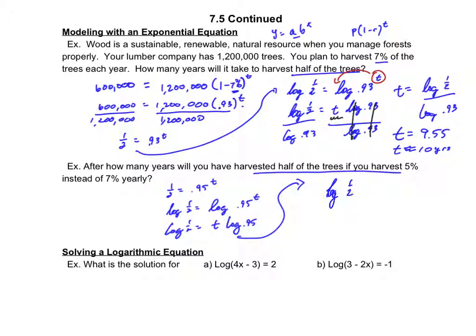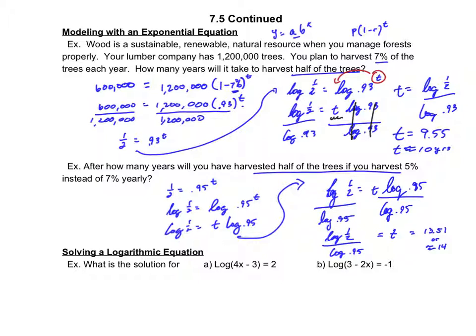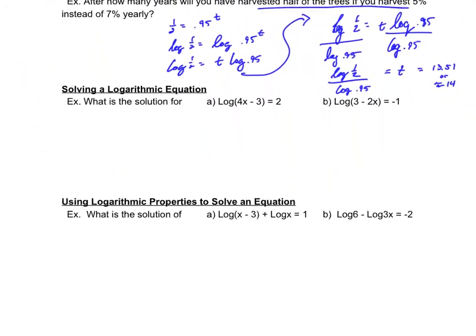Log of 1/2 is equal to t log of 0.95. And then, of course, I'm going to divide the log of 0.95 away. And then t is going to be equal to the log of 1/2 over the log of 0.95. So that equals 13.51, or approximately 14 years. Again, depending on what answer they're looking for.